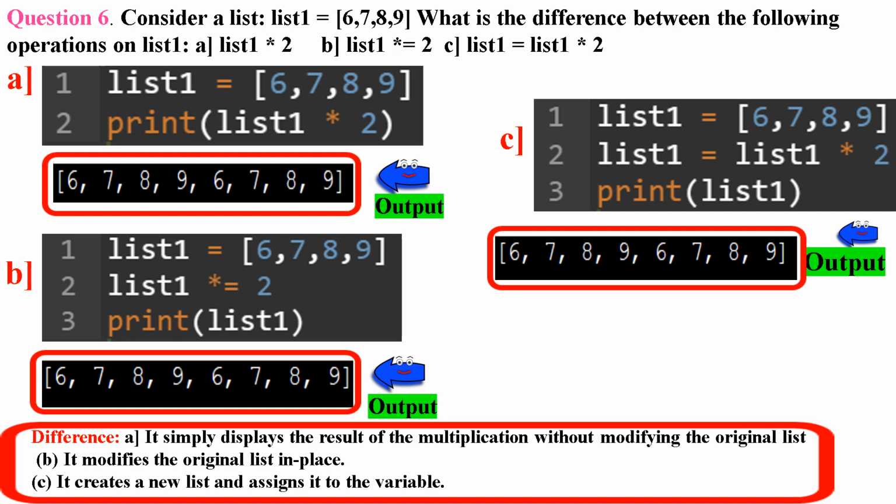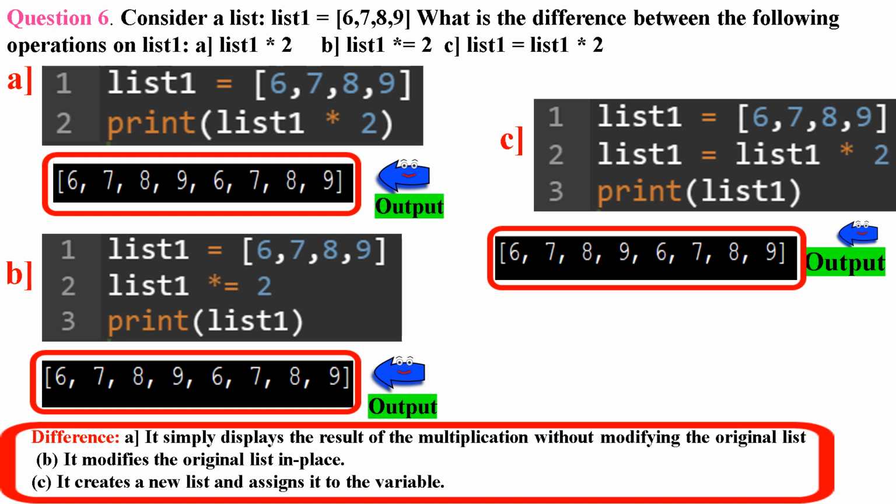So, now look at the output of subdivision A. Here, each element of the original list, 6, 7, 8, 9, is repeated twice, resulting in a new list, 6, 7, 8, 9, 6, 7, 8, 9.